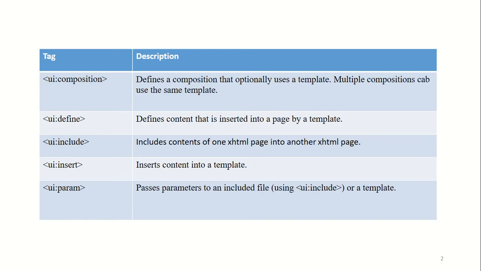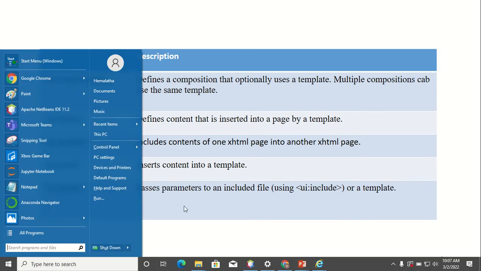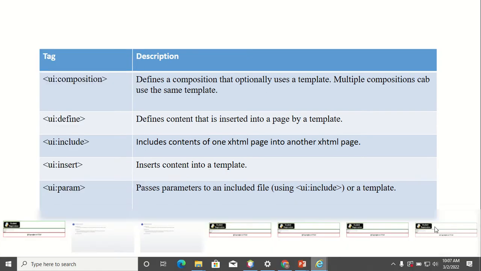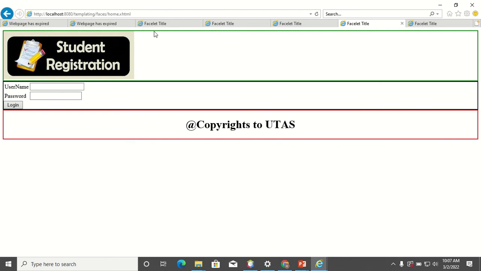Let's see what the other template tags are. These are the template tags which are available in the JSF framework. If you want to define a template, we will be using the tag ui:composition. So you can create a header separately, a footer separately, and content separately, and you can create a layout. For example, you want to achieve something like this. Here you can see this is your header, this is a footer, and this is a content part.